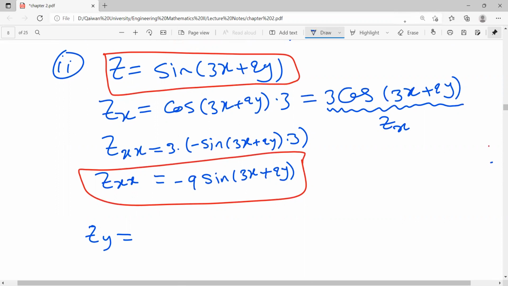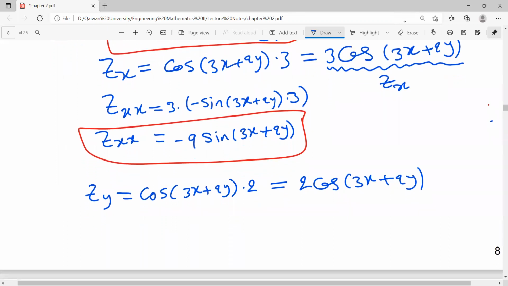Okay, so the derivative of the function with respect to y, we have a sine function. The derivative of sine is cosine. Cosine of 3x plus 2y times the derivative of the angle. But here we take its derivative with respect to y. So in the first term, you have no y, so its derivative is 0 because we treat that term as a constant. Times the derivative of the angle, which is 2. So it equals 2 cosine 3x plus 2y.